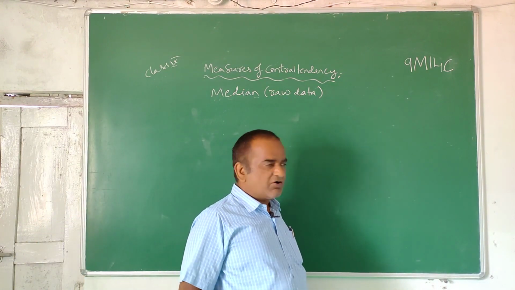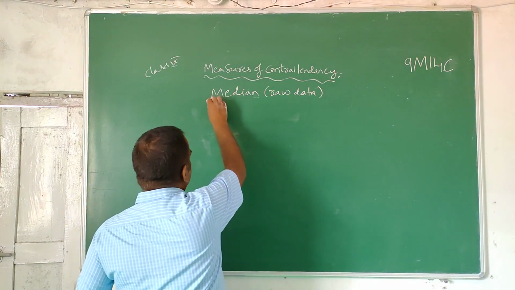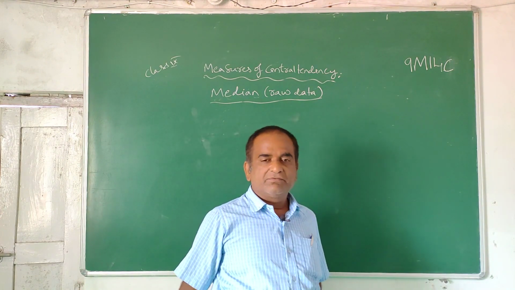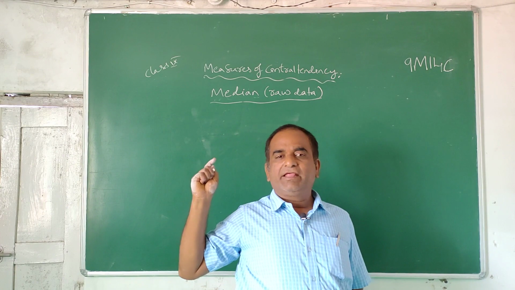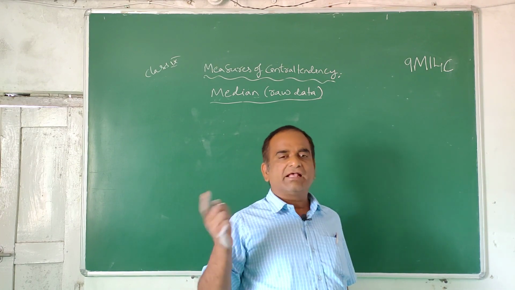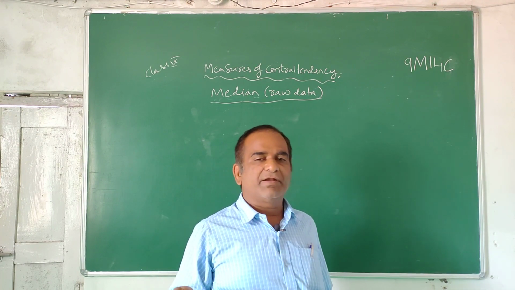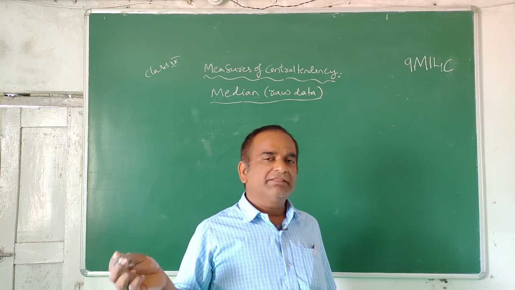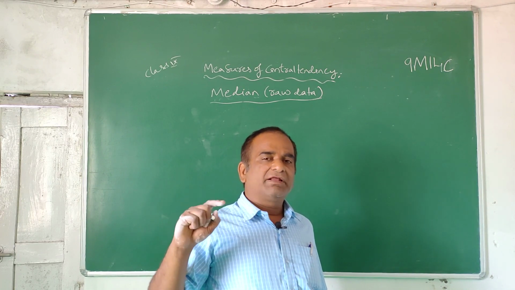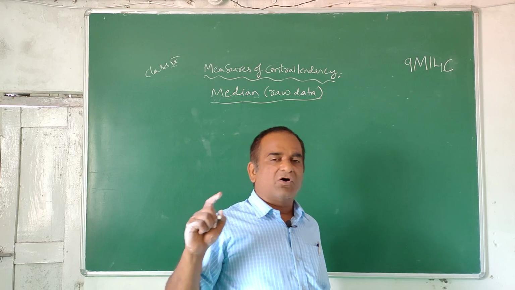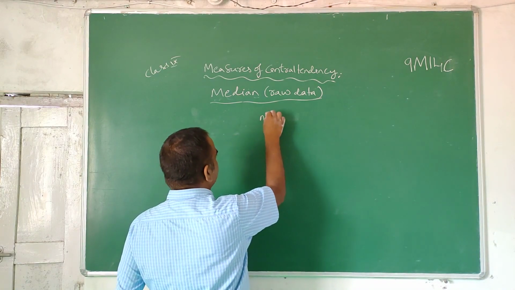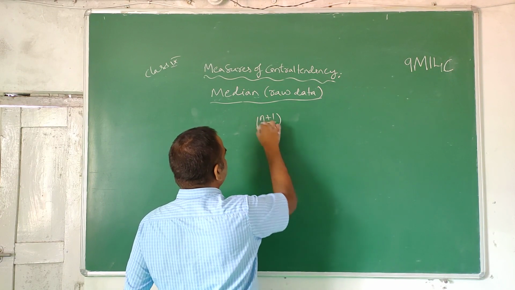So dear students, now median for raw data. To find out the median for raw data, first of all you have to take the array data. Please do understand, raw data has to be transformed into array data, and then you have to count the number of observations. If that number of observations is an odd number, then the (n+1)/2th observation would be the median.